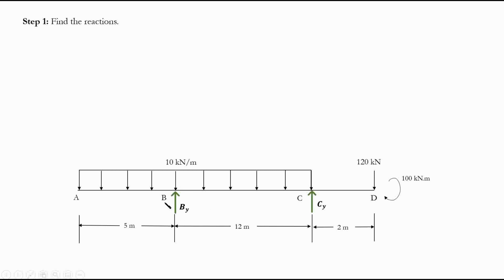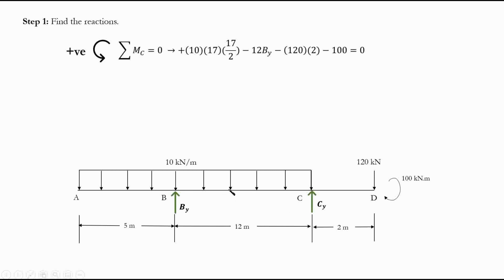So what can we do? Basically, draw the reactions and take the moment about one of these points, either B or C. I took the moment about point C and used a convention where the positive direction is counterclockwise. Starting from the left, I have this distributed load, so I have 10 multiplied by 17, which is the length. That's a force, multiplied by the distance. What is the distance? It's 12 plus 5 divided by 2, so 17 divided by 2.